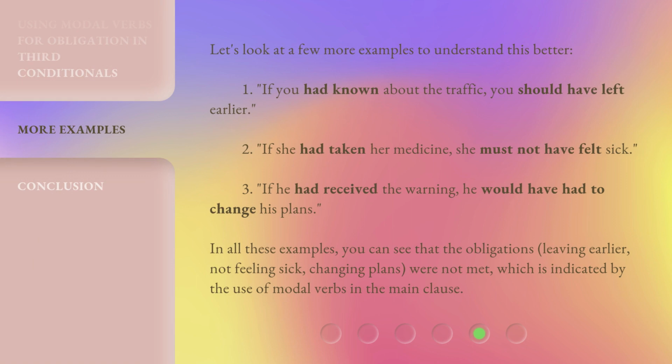Let's look at a few more examples to understand this better. 1. If you had known about the traffic, you should have left earlier. 2. If she had taken her medicine, she must not have felt sick. 3. If he had received the warning, he would have had to change his plans. In all these examples, you can see that the obligations, leaving earlier, not feeling sick, changing plans, were not met, which is indicated by the use of modal verbs in the main clause.